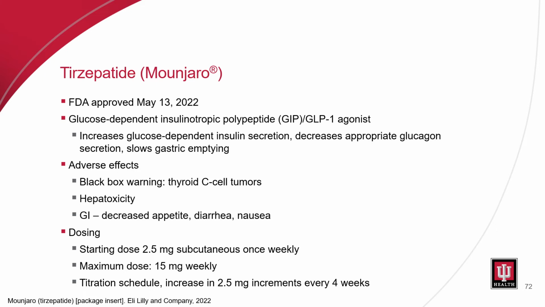use to our advantage in patients that would like to lose some weight as well as need treatment for their diabetes. These are subcutaneous once-weekly injections, like many of our GLP-1 agonists. We would start at 2.5 milligrams subcutaneously once weekly and titrate in 2.5 milligram increments every 4 weeks to reach a maximum dose of 15 milligrams weekly.